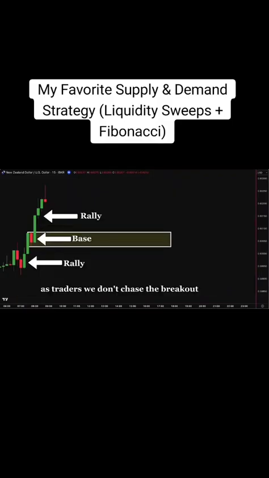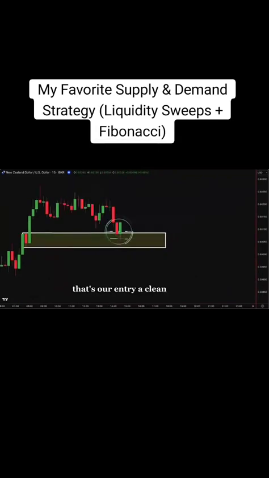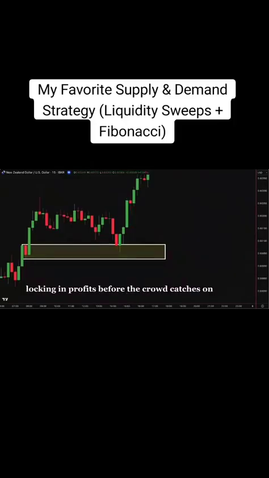As traders, we don't chase the breakout. We wait for the retest. When price pulls back to the base, that's our entry. A clean, low-risk setup. We get in, ride the momentum, and get out fast, locking in profits before the crowd catches on.